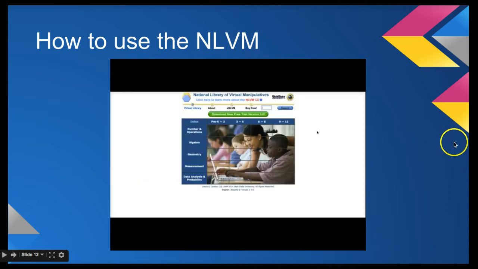Okay, finally I'm going to show you the National Library of Virtual Manipulatives. This site is broken down to show you all different math manipulatives that are online, broken up by grade level. So there's pre-K to 2nd grade, 3rd to 5th grade, 6th to 8th, and 9th to 12th. There's also numbers and operations, algebra, geometry, measurement, data analysis, and probability.